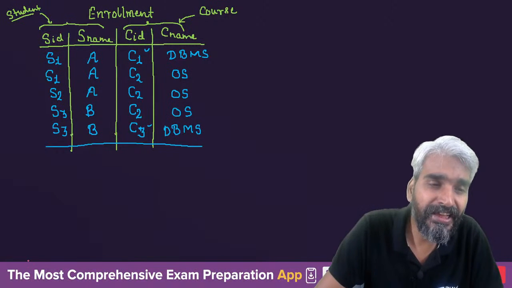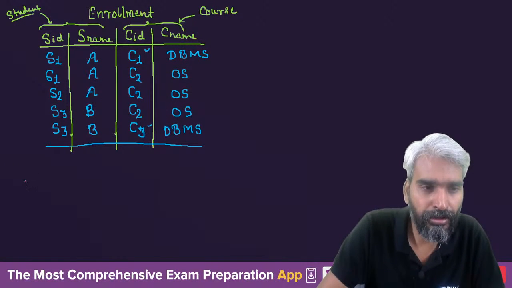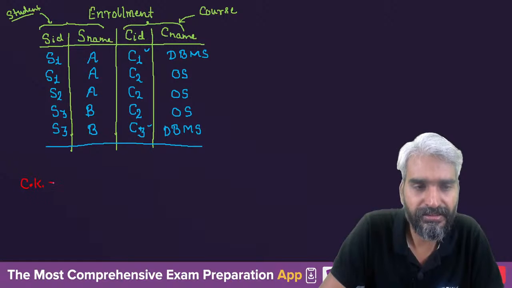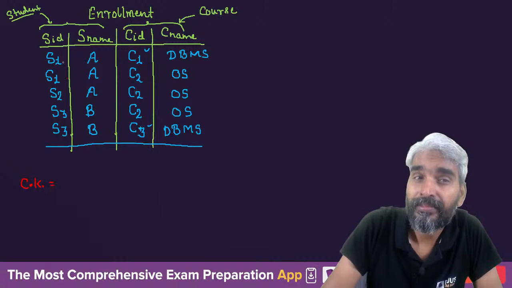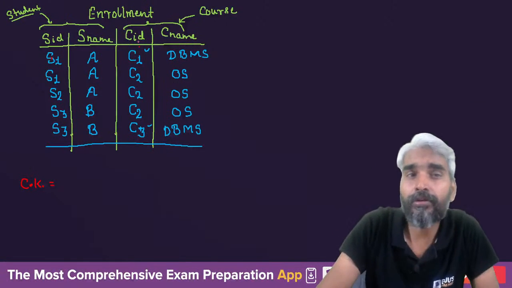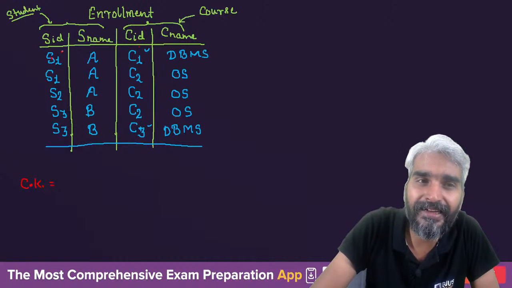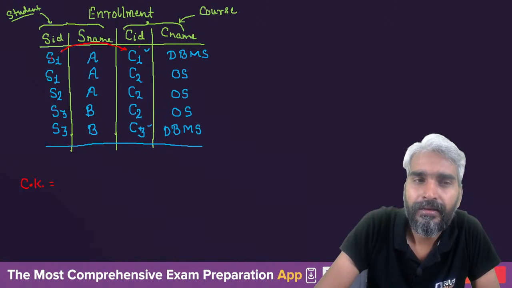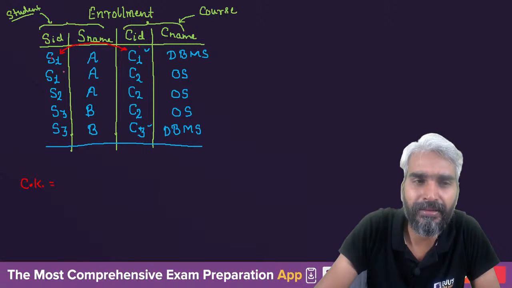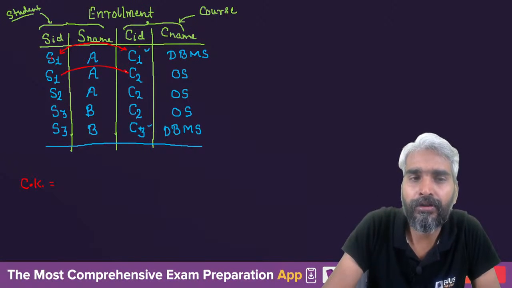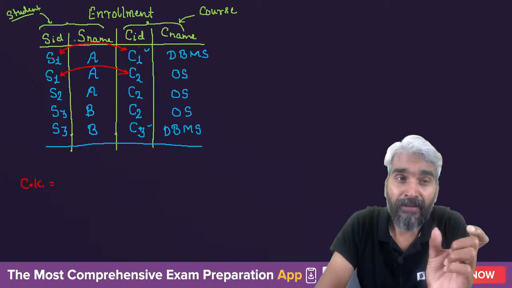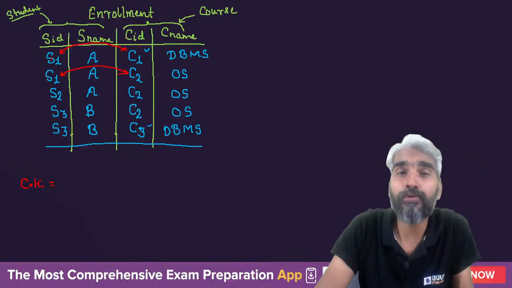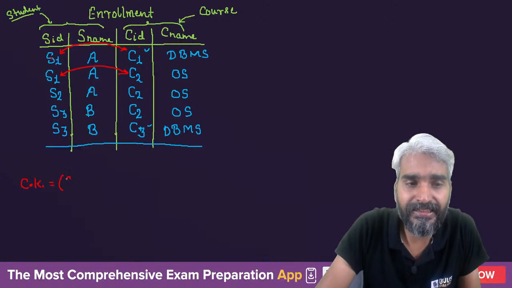Sir, what will be the candidate key of this relation? Sir, what are the different tuples? So you just need to understand one thing, that one student will not enroll for the same course twice. Therefore, one thing is guaranteed, that this S1 and C1 tuple will not appear anywhere else in the table. Similarly, the S1 and C2 tuple will not appear anywhere else in the table. So, tuple wise, the values of SID and CID will be unique.